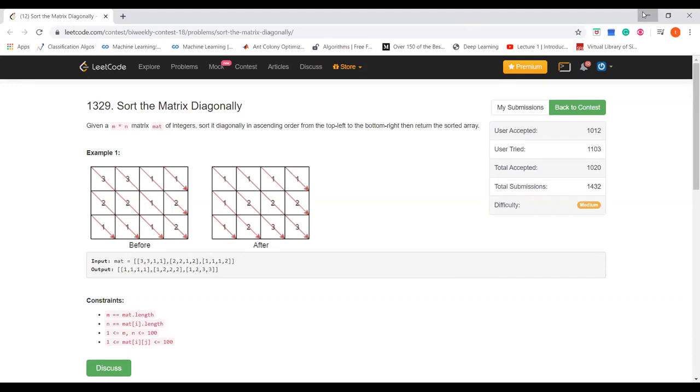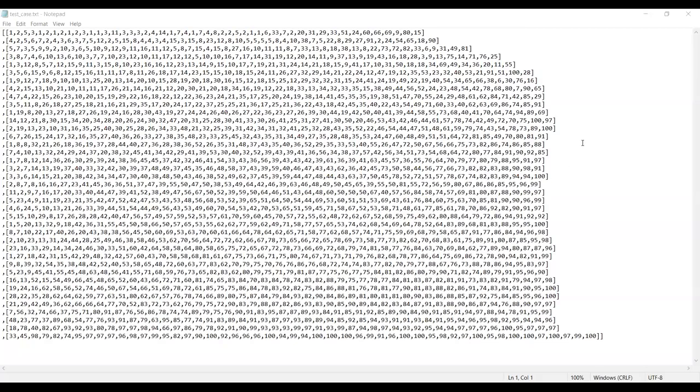Are you getting a TLE? I'm just failing for a single test case. No, are you getting an error like timeout or are you not getting the correct output? I'm not getting the correct output. This is the case I'm failing for. I don't know. They said that it's going to be an m cross n array, and this is not an m cross n matrix.